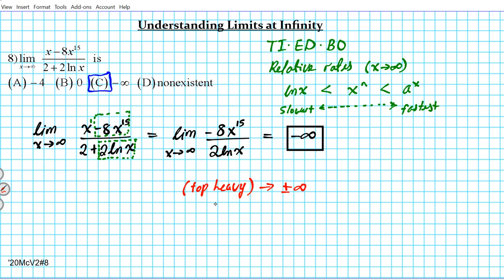I want to talk about growth rates. In this particular scenario, the reason why we said it's top heavy is just because we have a negative fast function over a slow function. Towards infinity, the fast function keeps going, and the bottom basically becomes like a constant. It's like it's not really moving, and the top keeps growing. So in a situation like this, you have negative infinity. That is why our answer is negative infinity.